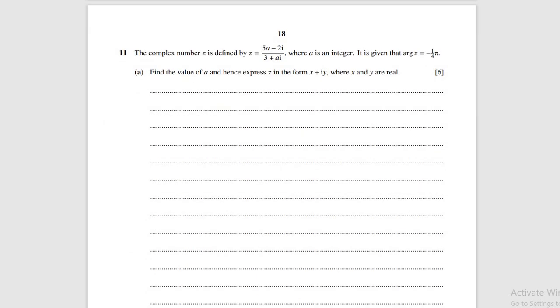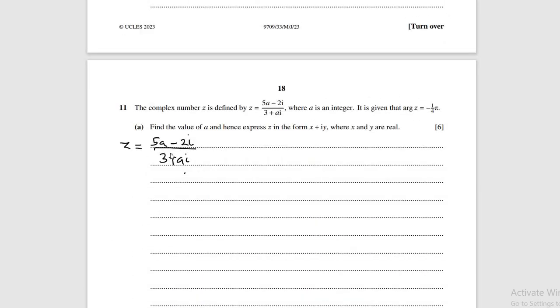Number 11. Thank God, which is the last question. The complex number z is defined by z equal to this. z is 5a minus 2i over 3 plus ai. The first thing you should do in complex number, once the denominator is complex, you need to rationalize.